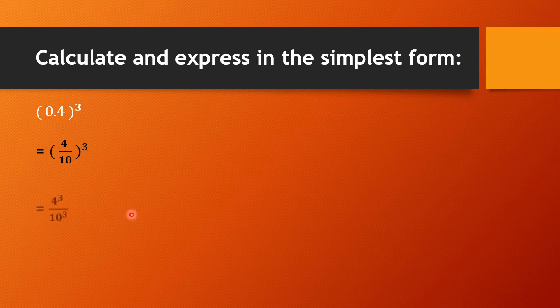After that, 4 power 3 equals 64 and 10 power 3 equals 1000. And we can simplify it because he asked me to put it in its simplest form. So it will be 8 over 125.